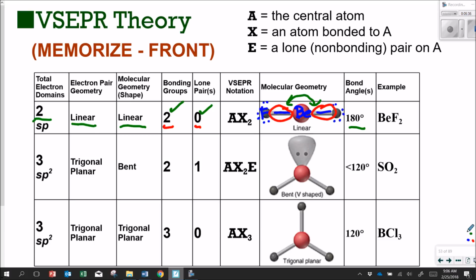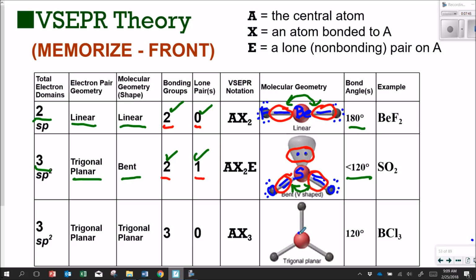For sulfur dioxide, I draw the Lewis structure. Looks like this, with a lone pair. I count the number of bonding groups. I have 1, 2 bonding groups. Remember that double bonds count as one bonding group. I have 1 lone pair above the central sulfur, and the lone pair reduces my bond angle to less than 120 degrees, and that matches a bent molecular geometry. For the electron pair geometry, I count the total number of electron domains. So I have 2 plus 1 is 3, and that matches trigonal planar for the electron pair geometry.